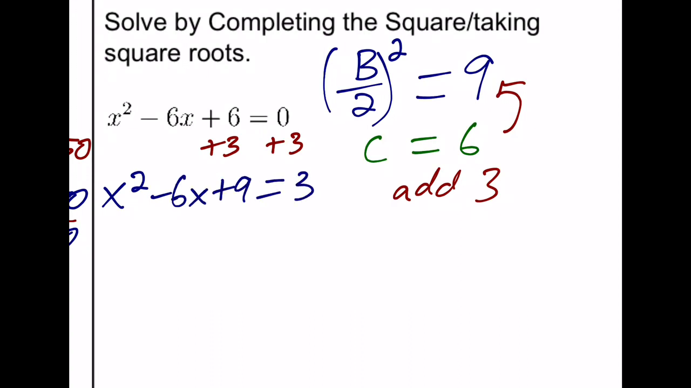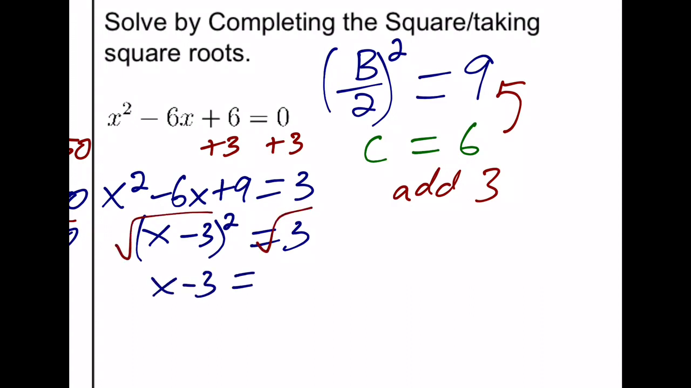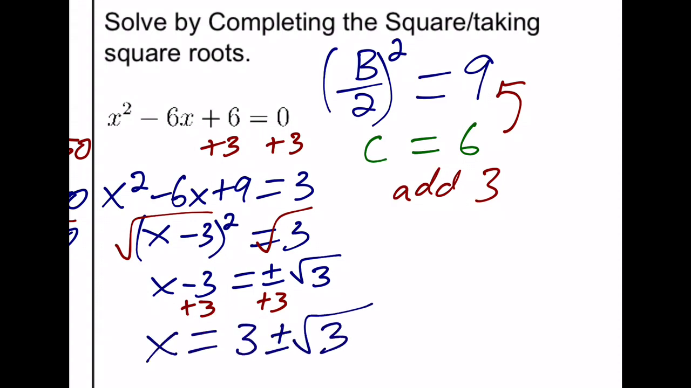I can condense this on the left because it is a perfect square trinomial into x minus 3 squared. I take the square root of both sides. X minus 3 is equal to plus or minus the square root of 3. I add 3 to both sides, and my final answer can be left as x is equal to 3 plus or minus the square root of 3.